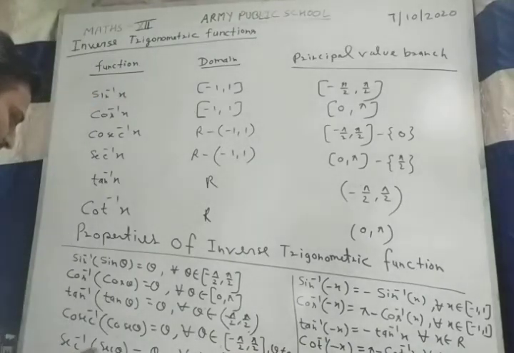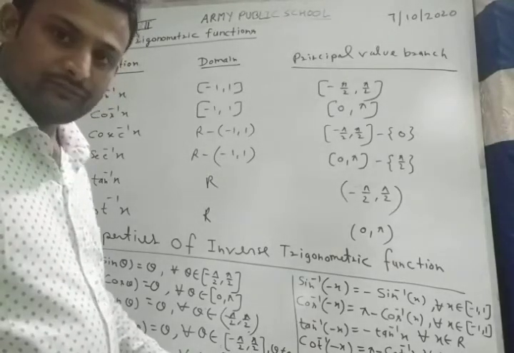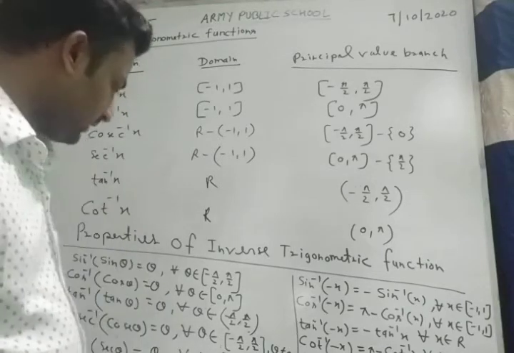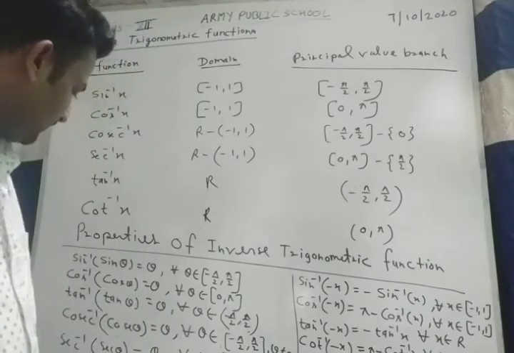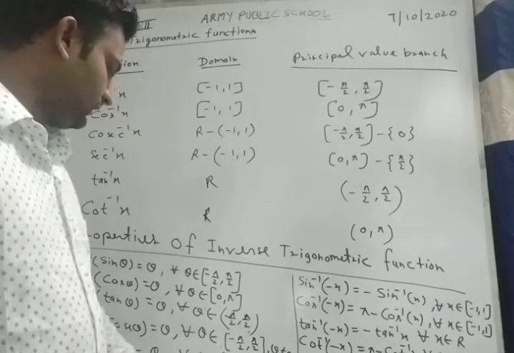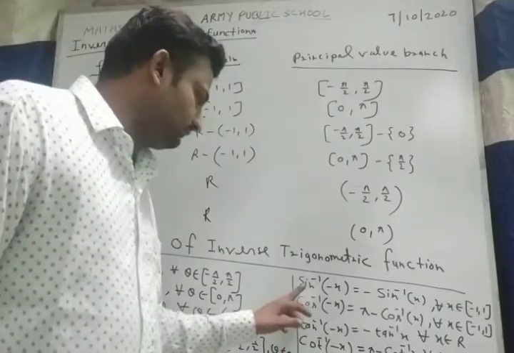Again, sec inverse sec theta is equal to theta for all theta belonging to 0 to pi, where theta is not equal to pi by 2. Similarly, cot inverse cot theta reduces to theta for all theta belonging to 0 to pi.